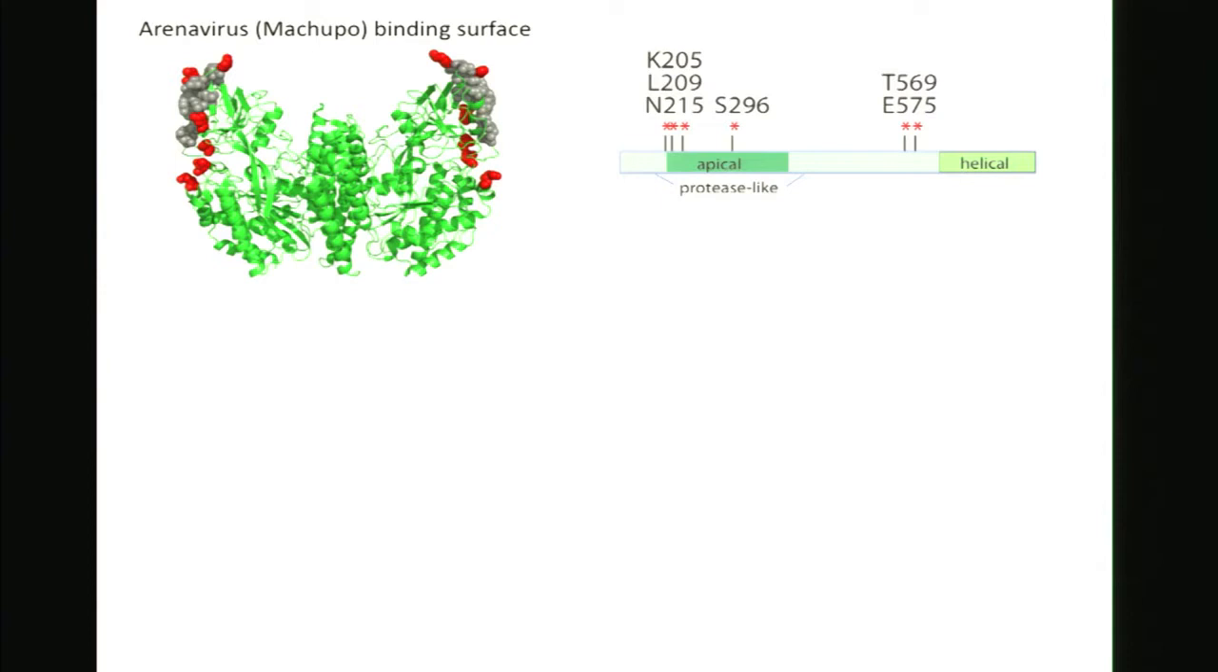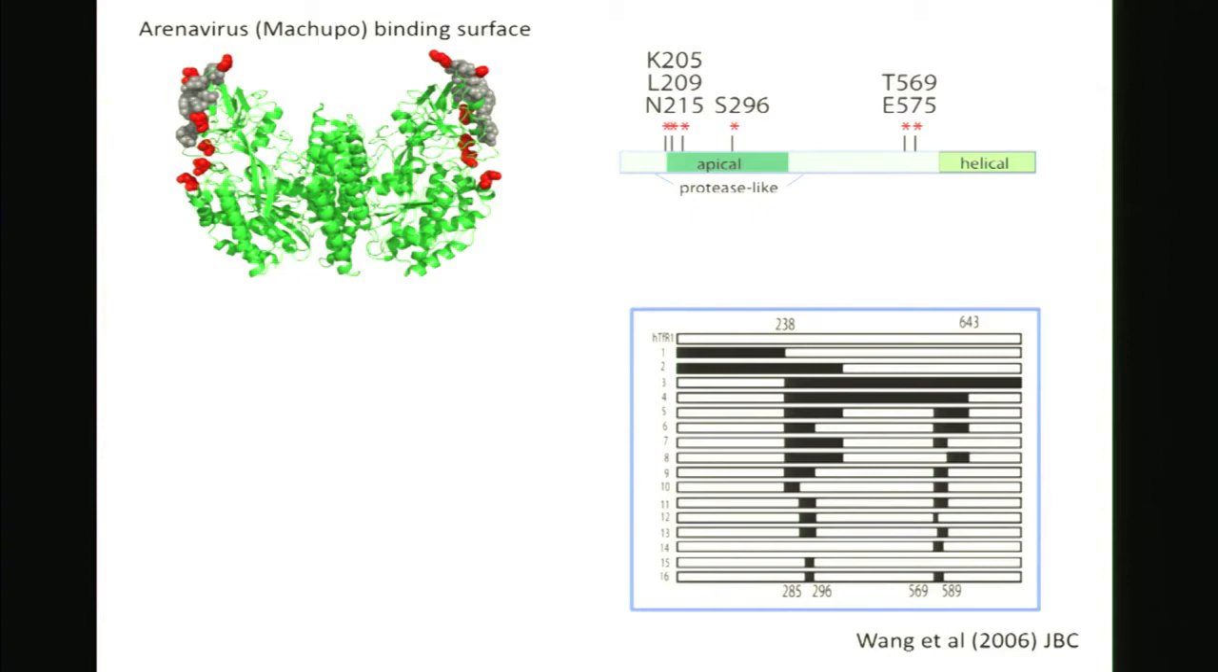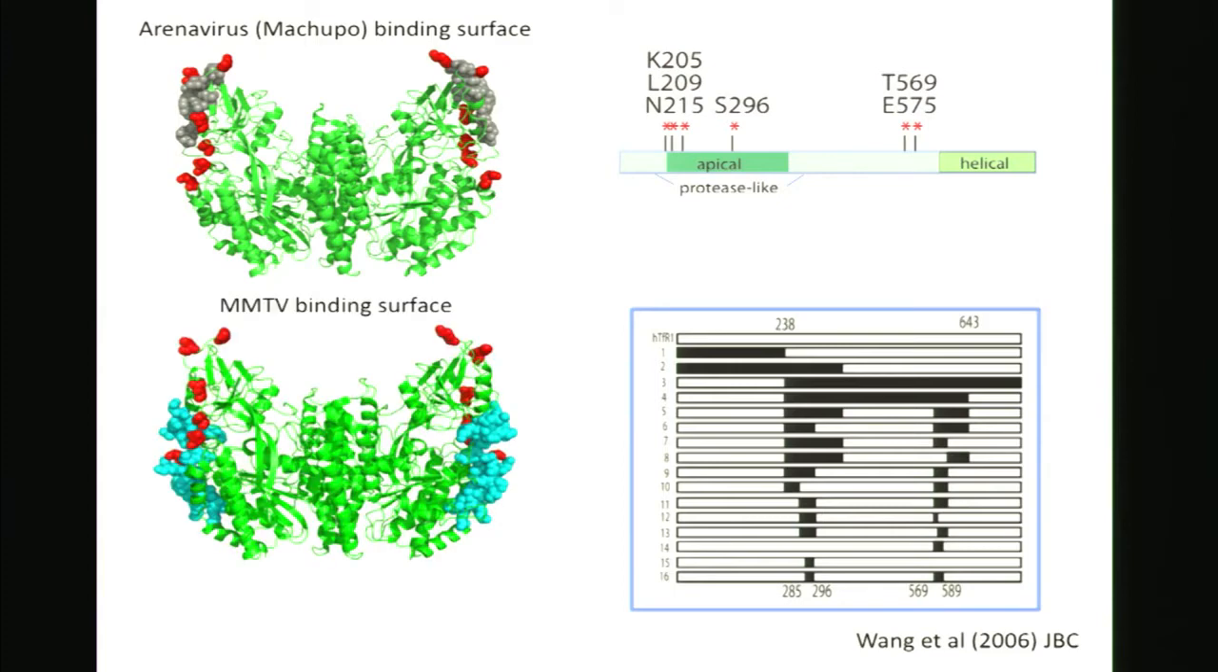So I remember it was about 2 in the morning, and I was sitting there, and I pulled up this old paper from Susan Ross's lab where they mapped the important components of transferrin receptor for binding this other virus. And they made chimeric molecules, and they found 2 regions, a region from 285 to 296, which incorporates this amino acid, and a region from 569 to 589, which encompasses these 2 amino acids. So I was so excited because what we have here is a second virus binding surface.